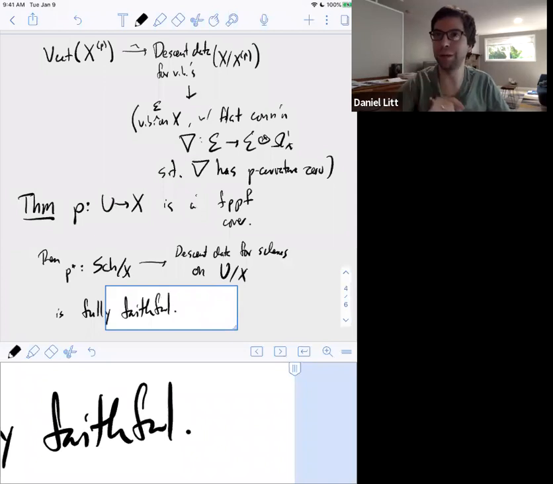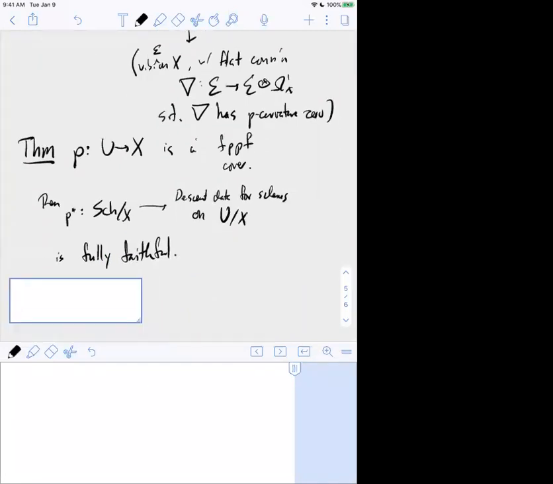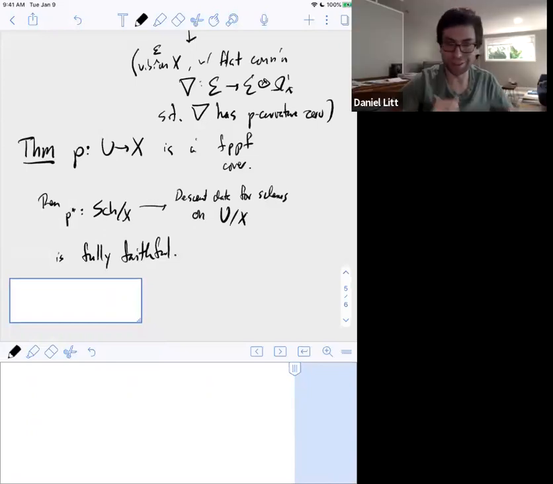So can anyone say what I mean by descent data for schemes on U over X? Or does anyone have a guess? I mean, is it just going to be a scheme on U such that, and an isomorphism once you pull back, so that it's like cocycle stuff on triple intersections again? Exactly right. Yeah. So it's the exact same definition.